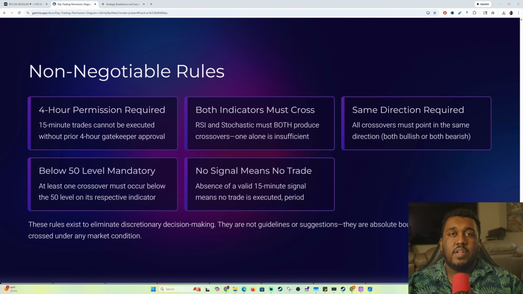And at least one crossover really has to follow that rule. If you guys don't follow it, it's going to be very, very bad. If there's no valid 15-minute signal, no trade needs to happen because you will be losing money. These rules are absolute boundaries, not suggestions. This is how you guys can grow $100 to thousands, then 10,000s, and hundreds of thousands of dollars. But you guys have to be patient and wait for the signals to give you those trade executions.